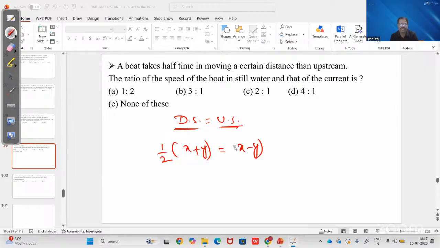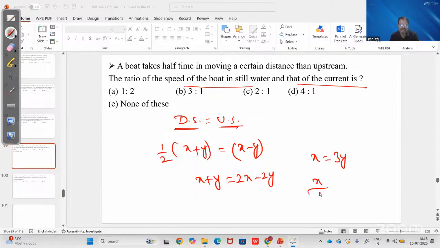The ratio of speed of boat in still water and that of current: x plus y is equal to 2x minus 2y. So do the simplification, x equal to 3y. Then x by y equal to 3 is to 1. So the ratio equal to 3 is to 1.